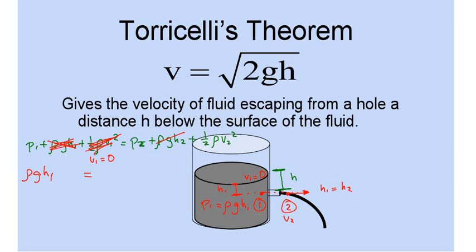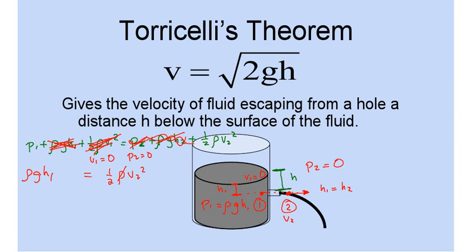The molecule of water over here that's already shot out of the tube isn't under any water. The height of water that it's under is 0. So right here, I would say P2 equals 0. Again, there's no water pushing down on it from above. So all I have left on the right-hand side would be 1/2 rho V2 squared.